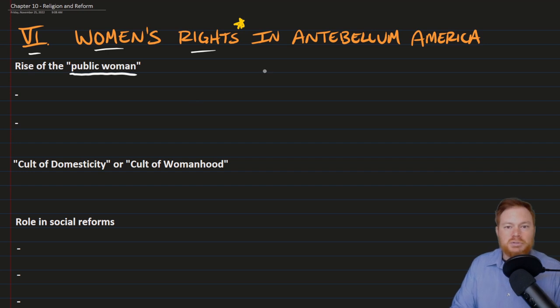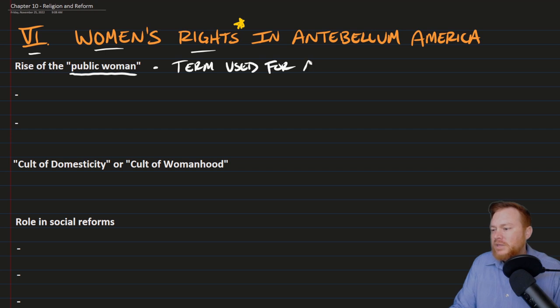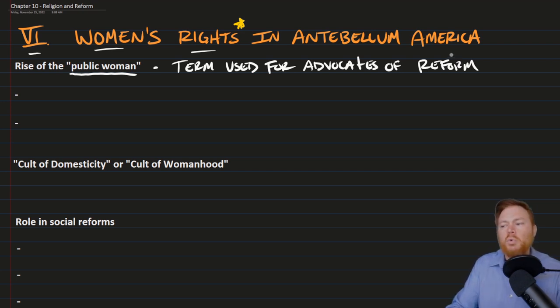And the public woman was a term that was sometimes used to describe the women that were involved in improving broader society, right? So this is maybe a term used for, say, advocates of reform. And there were a couple of things that were responsible for the rise of the public woman or women becoming more involved in reform movements.